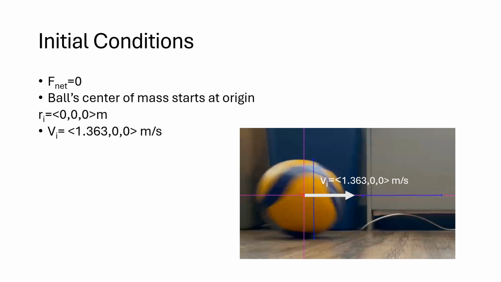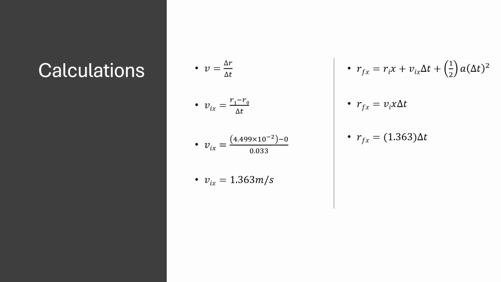The ball's center of mass starts at the origin, as shown by the picture, and the initial velocity is 1.363 meters per second in the x direction. So these are my calculations. For the initial velocity, I took the change in distance for the first time interval over the change in time for the first time interval, and that gave me 1.363 meters per second, and then that's what I plugged into the kinematic equation for distance, and that would give you any distance at any time interval.